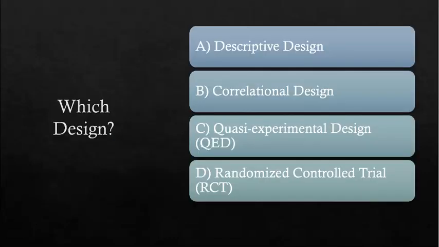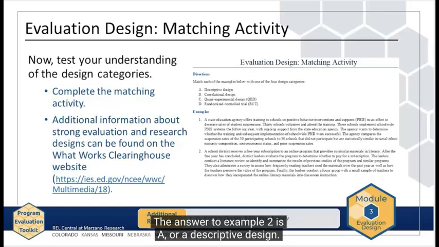Which design is described? A. Descriptive design. B. Correlational design. C. Quasi-experimental design, or QED. Or D. Randomized controlled trial, or RCT. The answer to example 2 is A, or a descriptive design. There are no treatment and comparison groups, and the analyses are limited to assessing frequencies and perceptions related to the online program.